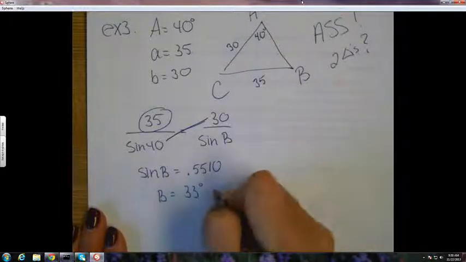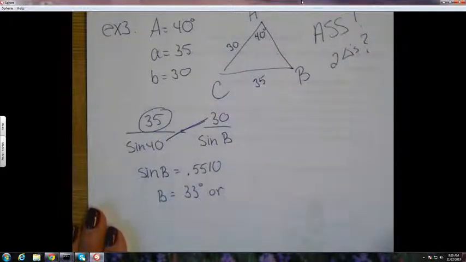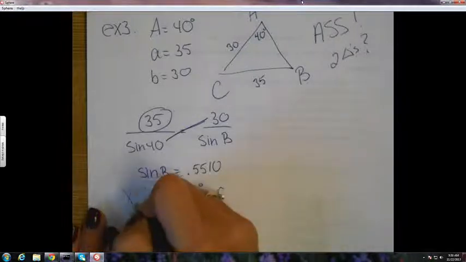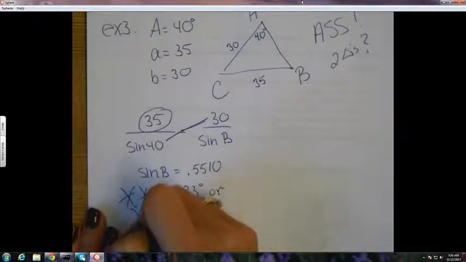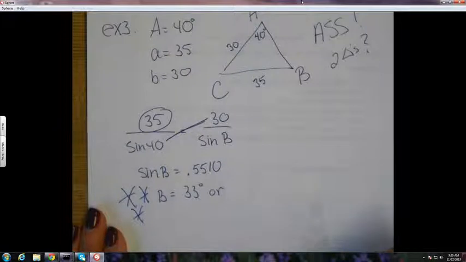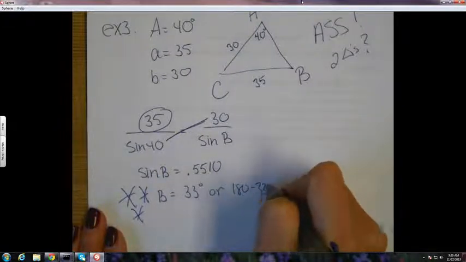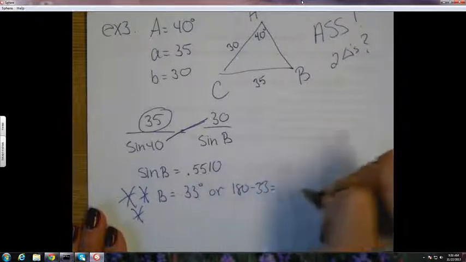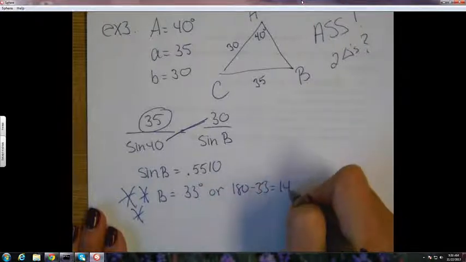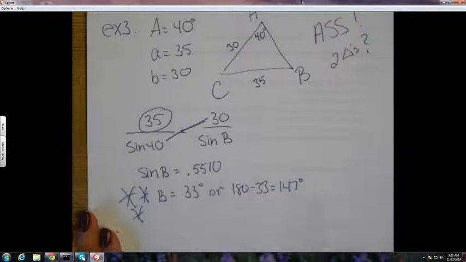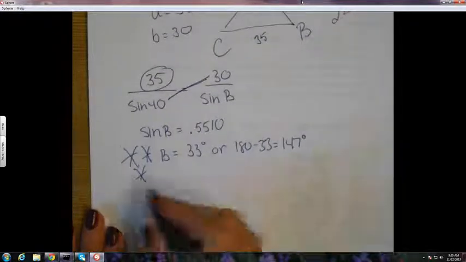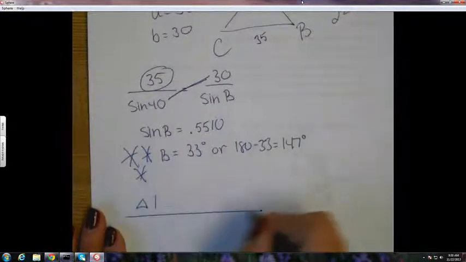And this is where you're going to check for the second one, or what else could be equal. It's right here. What do you have to do to get the possible second triangle? 180 minus that, which is 147. So you're going to start with your table. I like to make a little table to keep things straight.